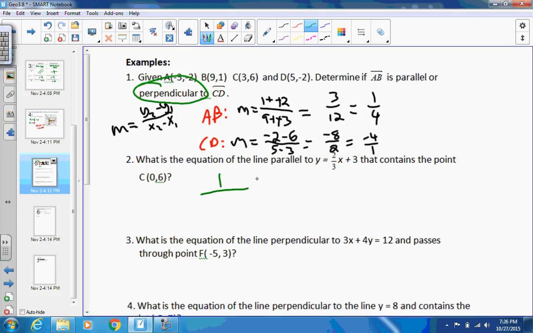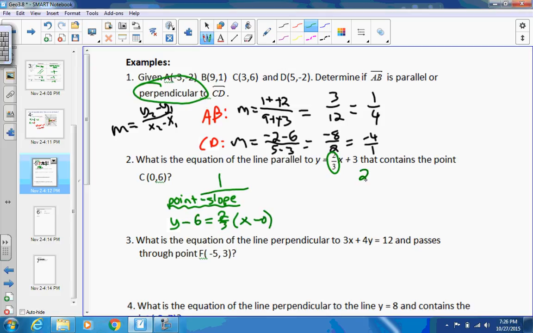One, I'd say use point slope form. So if you have the slope, we know if it has to be parallel, the slope is going to be 2/3 no matter what. We can plug in the point into point slope form. So let's do y minus the y value, which would be 6, equals the slope times x minus the 0. So there you go. There's the equation of that line.